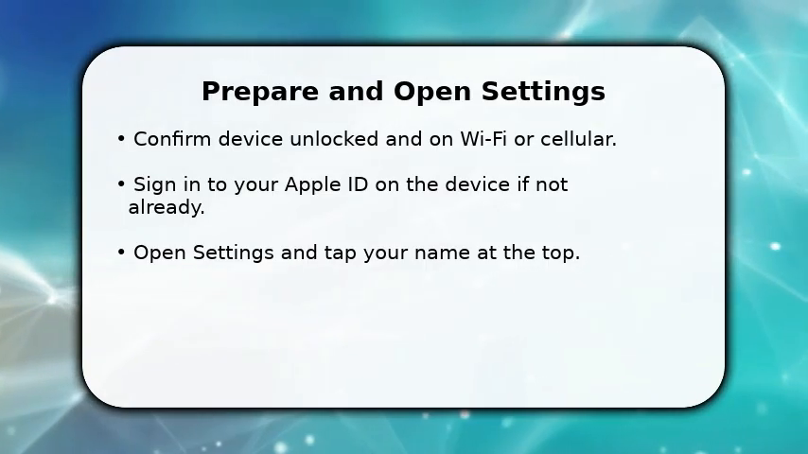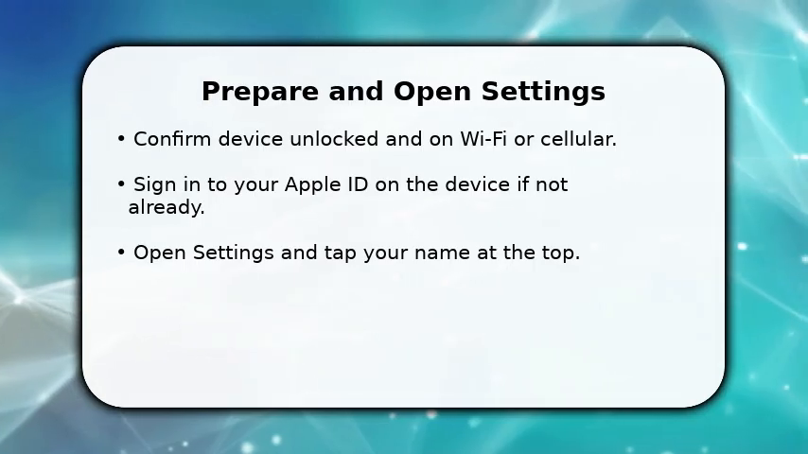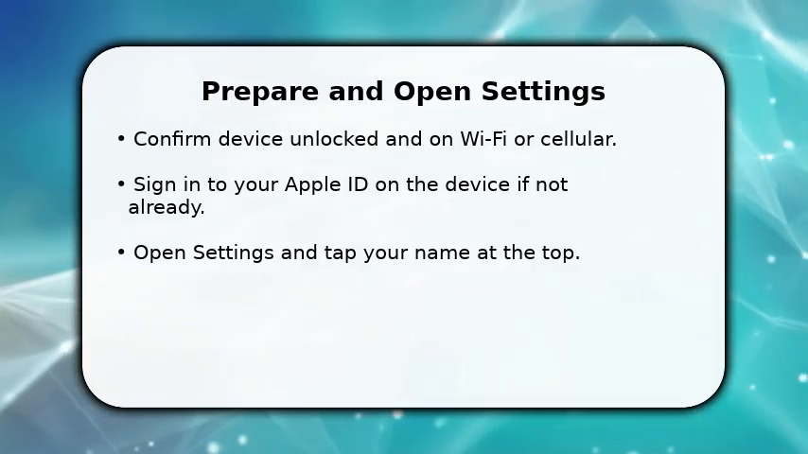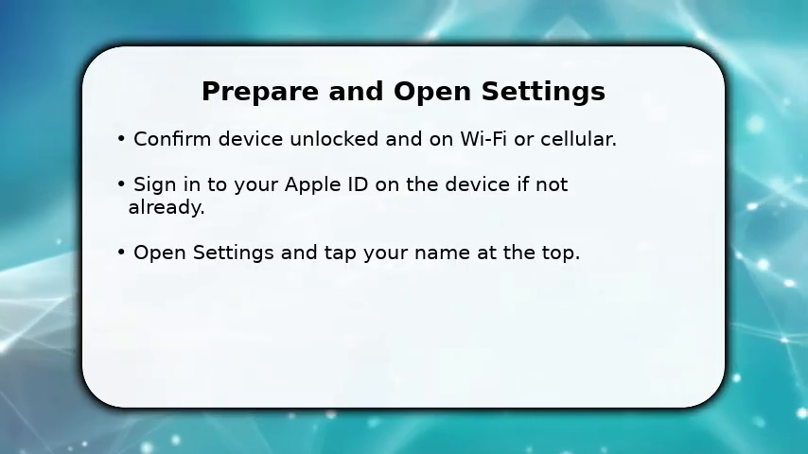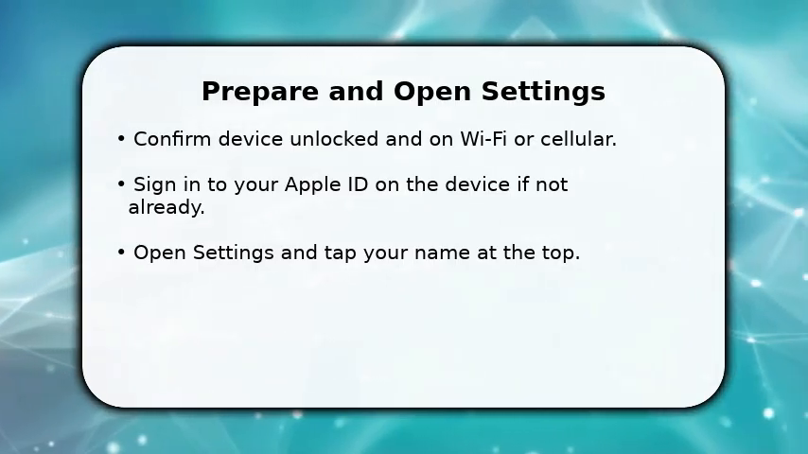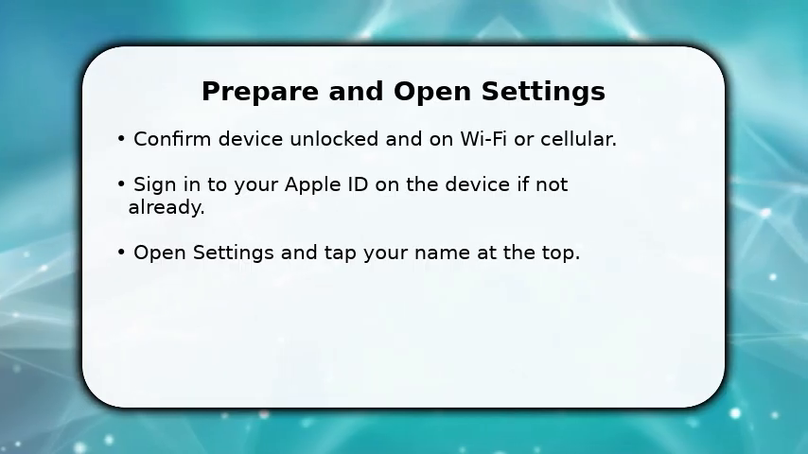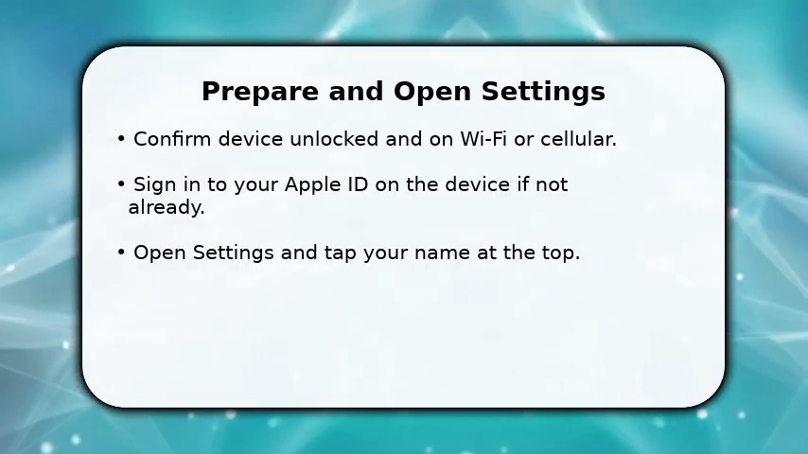Now open Settings and tap your name at the top to access Apple ID details. This screen is the control center for your account. Make sure you can see your name, photo, and basic account sections before moving to the next step. You should now view the account overview.